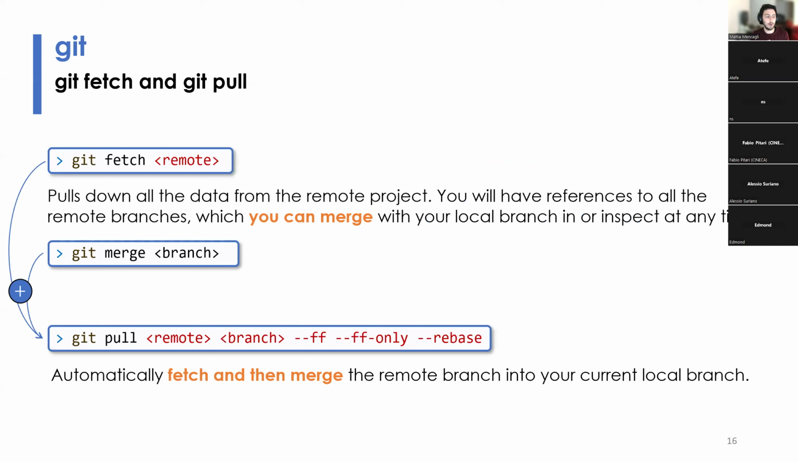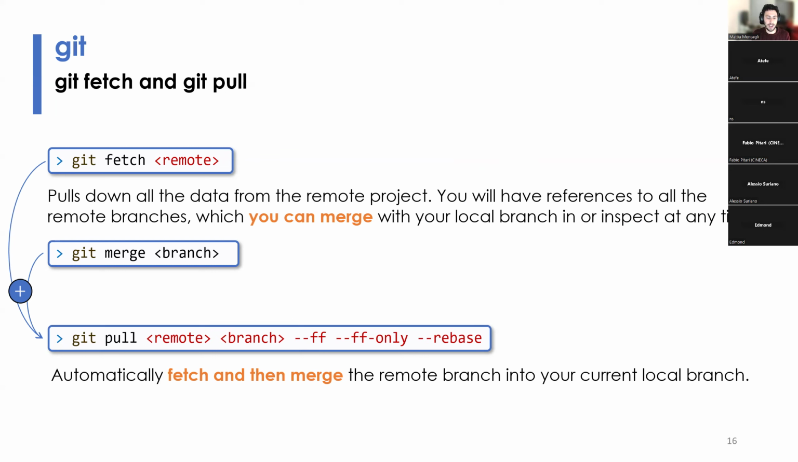Now, let's see how to, let's say, grab stuff from the remote repository in your local repository using git fetch and git pull. Git fetch pulls down all the data from the remote project, and at this point, you will have references to all the remote branches, and you will be able to merge with local branches if you need, or just inspect at any time those new features that were just remotely.